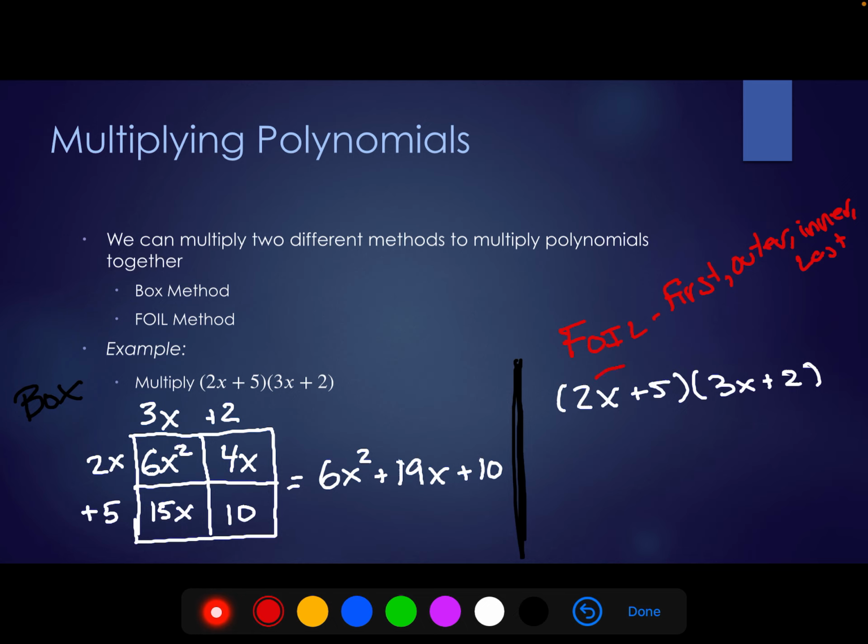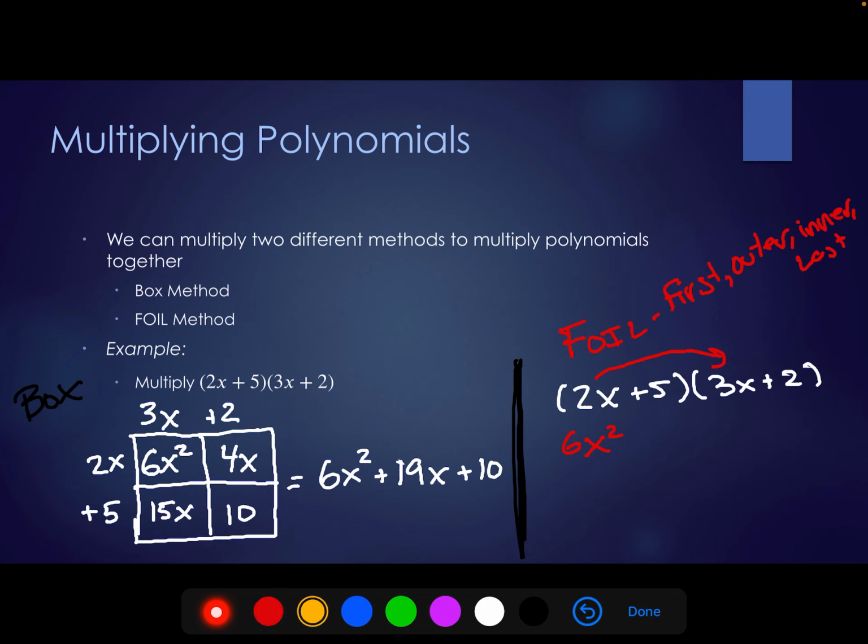We're going to multiply the first terms of our binomials together. So 2x times 3x. We have 2 times 3, that gives us 6. And then we have x times x, that gives us x squared. So we multiply the first terms together.